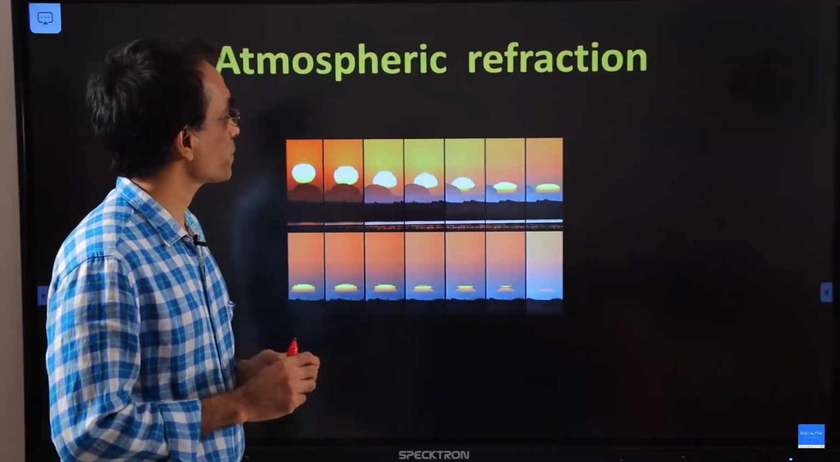This is Physics, Ray Optics. In the last few classes we were discussing basics of reflection and refraction. Today we have an interesting topic called atmospheric refraction.